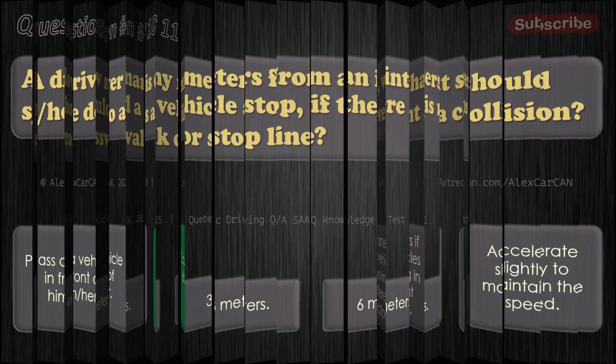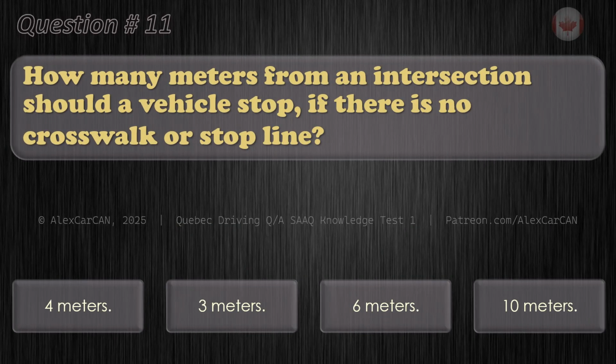Question number 11. How many meters from an intersection should a vehicle stop if there is no crosswalk or stop line? 4 meters. 3 meters. 6 meters. 10 meters. The correct answer is 3 meters.